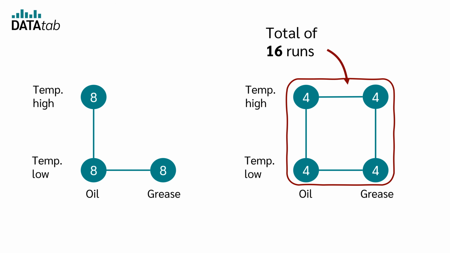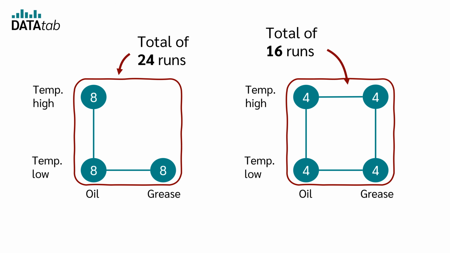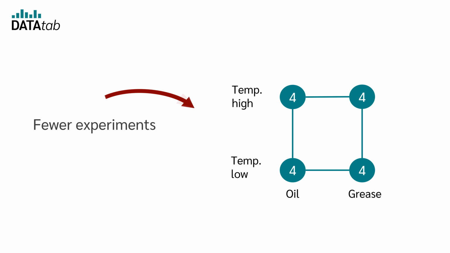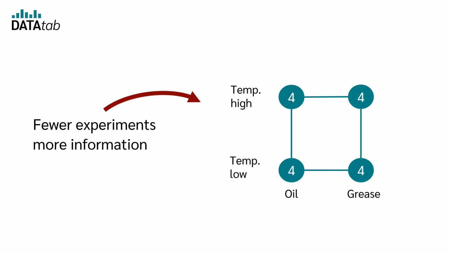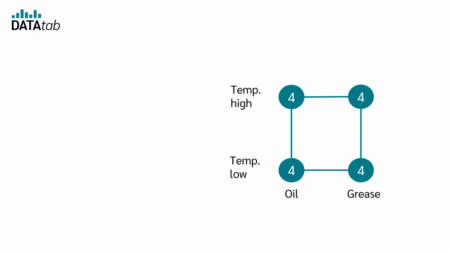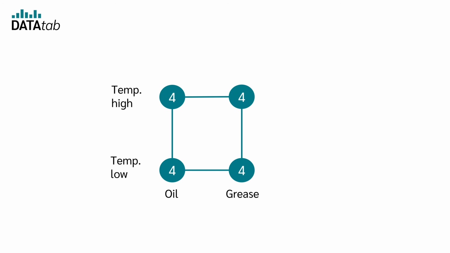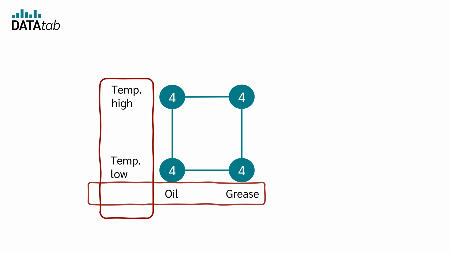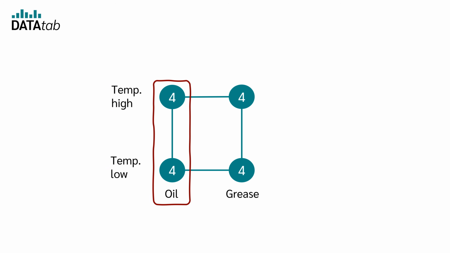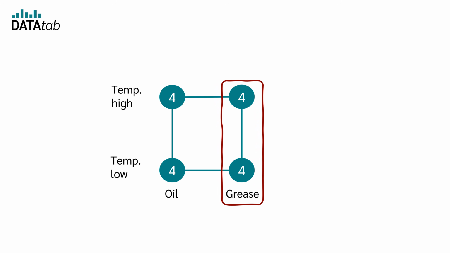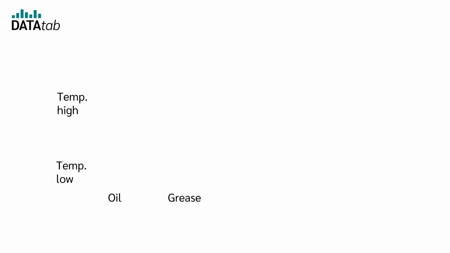We now have a total of 16 runs. Before that, we had 24 runs. We now need fewer experiments and get even more information. Why more information? We now also know whether there is an interaction between temperature and lubrication. For example, oiled bearings may show a variation in frictional torque at different temperatures, which is not observed with greased bearings. This information would have been lost previously.